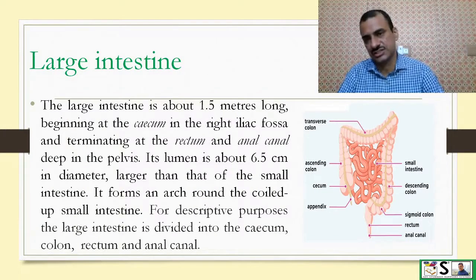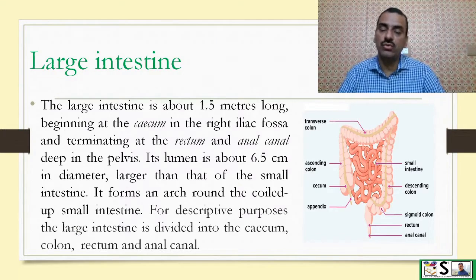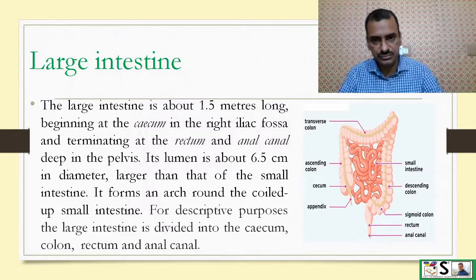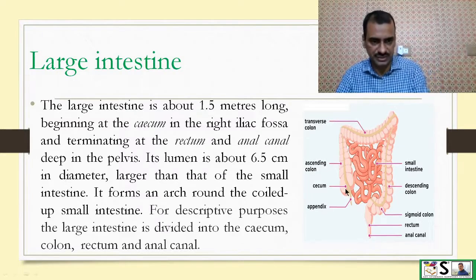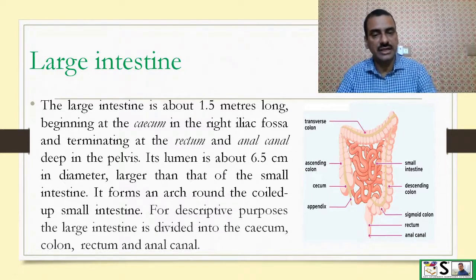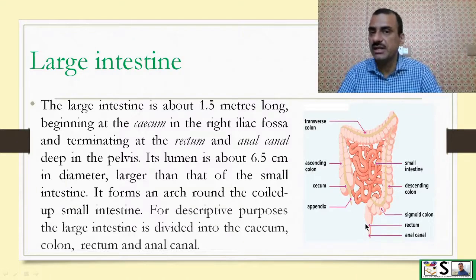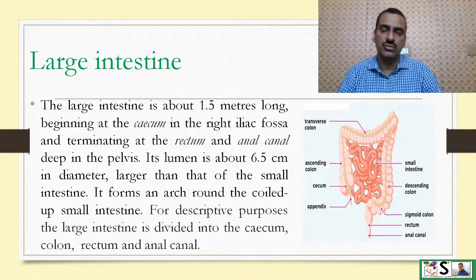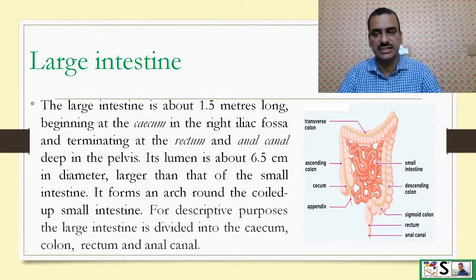The large intestine. The large intestine is about 1.5 meters long, beginning at the cecum at the right iliac fossa here and terminating at the rectum and anal canal at this level deep in the pelvis. The lumen of this large intestine is 6.5 centimeters in diameter. The layers are the same 4 layers as those of the small intestine.